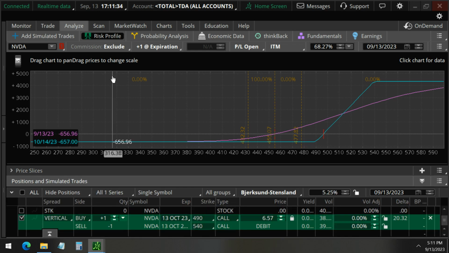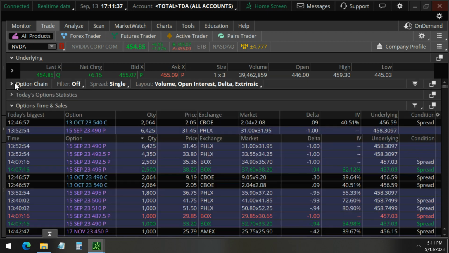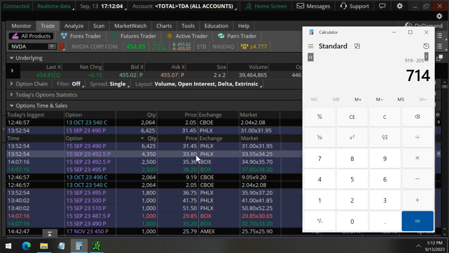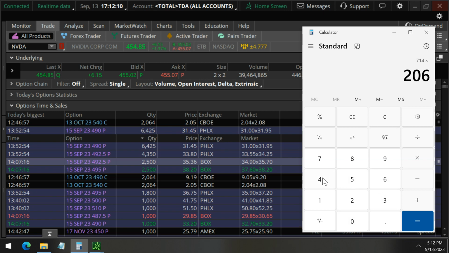Also, the value of this trade, when we take a look at this trader, buying it for 919, selling it for 205. So let's take a look. $919. He sold it for 205. So the debit spread was a total of 714 that this trader paid for each contract. And since we have a total of 2,064, this trade was about $1.4 million.